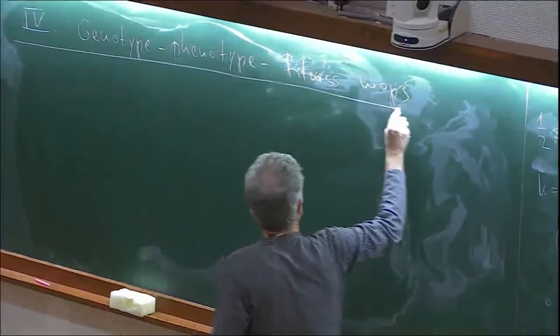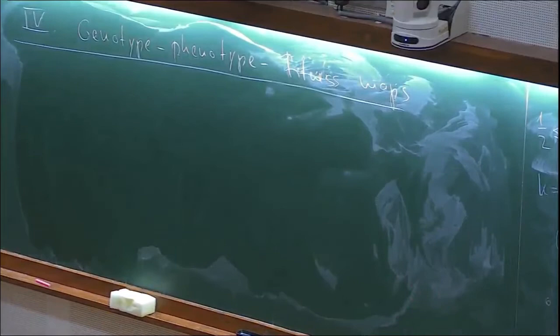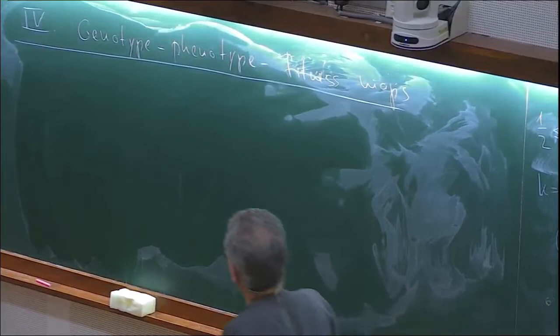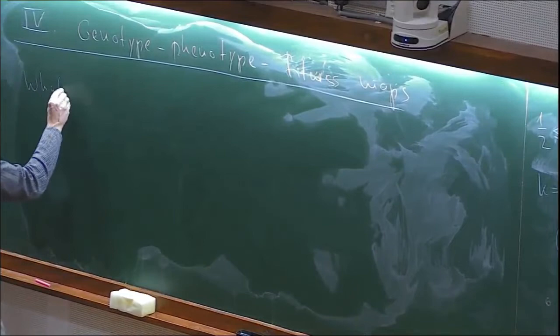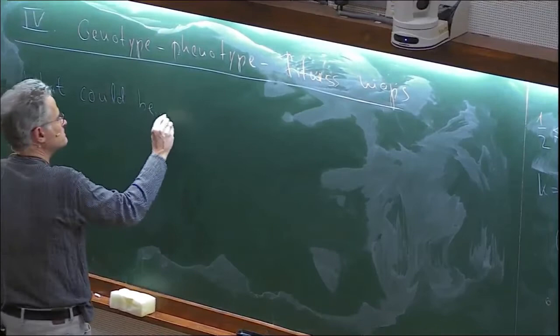And I want to start from the question of how we should actually imagine sign epistasis to come about. I've emphasized that there is sign epistasis, so the effect sign of a mutation can depend on its background. So what could be a mechanism underlying sign epistasis?